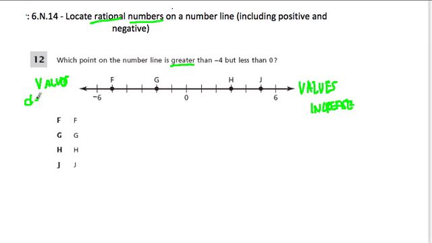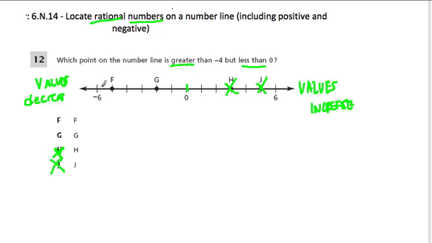As I go to the left, my values decrease. So here when they say, which point on the number line is greater than -4? So which point has a higher value than -4? So let's find it. And then but less than 0. So here's 0, right? It's got to be less than it. So all these points to the left, the value decreases as you're going to the left. So they're all lower than 0. So H and J are out. And definitely cross those out when you're solving these to reduce the possibility of getting these wrong.